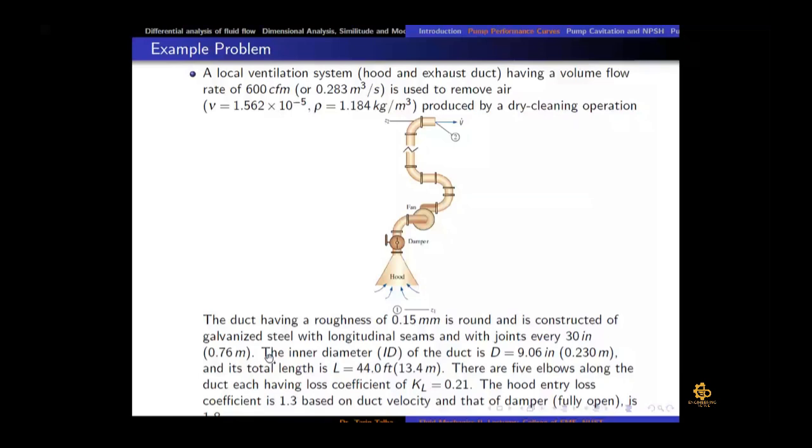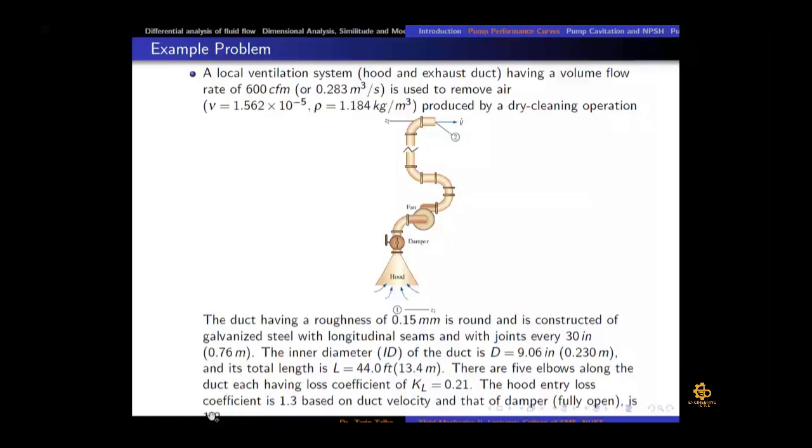And then there are 5 elbows along each duct having a loss coefficient KL value of 0.21. The hood entry loss coefficient is 1.3. Any query? So the hood entry loss coefficient is 1.3, and the damper when it is fully open is, I think 1.8, which is not quite visible, but its value is 1.8.